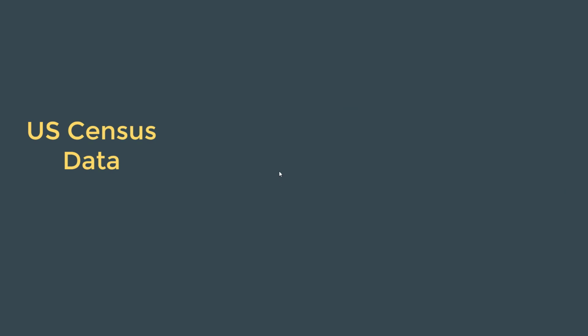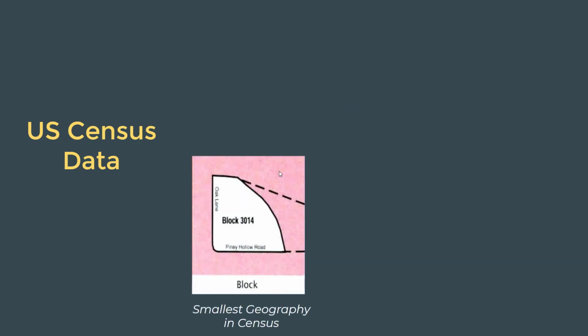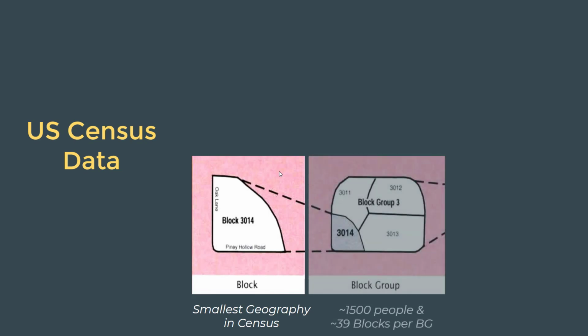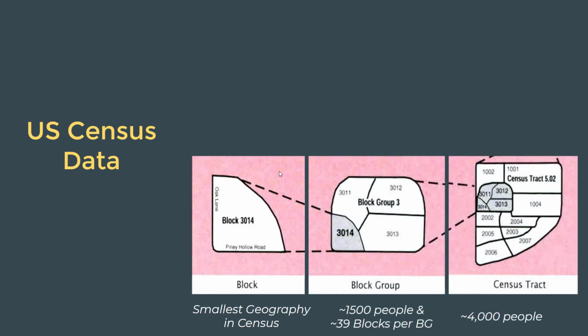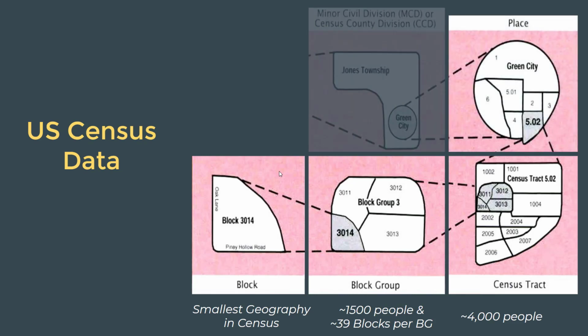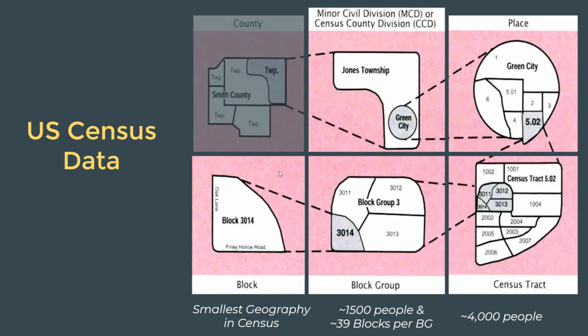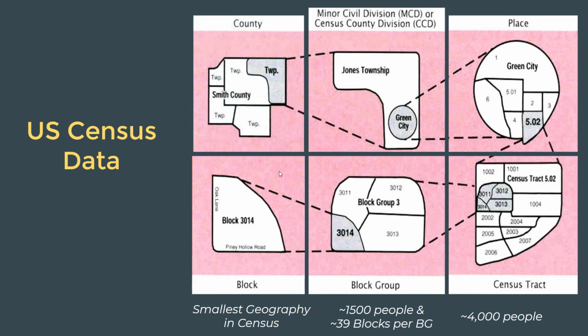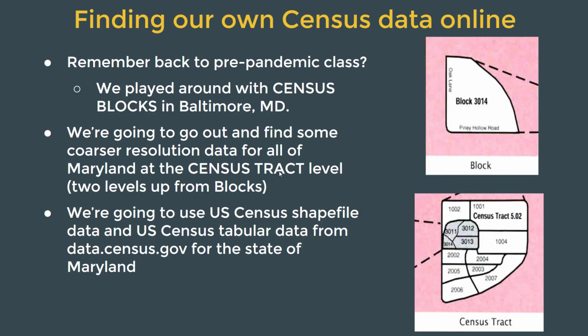So let's get back into census data. If we remember pre-pandemic, we talked about different sizes of census data from block, the very smallest geography in the census, the block group, about 1,500 people, the census tracts, which are about 4,000 people, and all of these nest within each other, up to place, minor civil division, and then county, and then up to state, of course. So when we were playing around in class, we were playing around with block data for Baltimore City, Maryland.